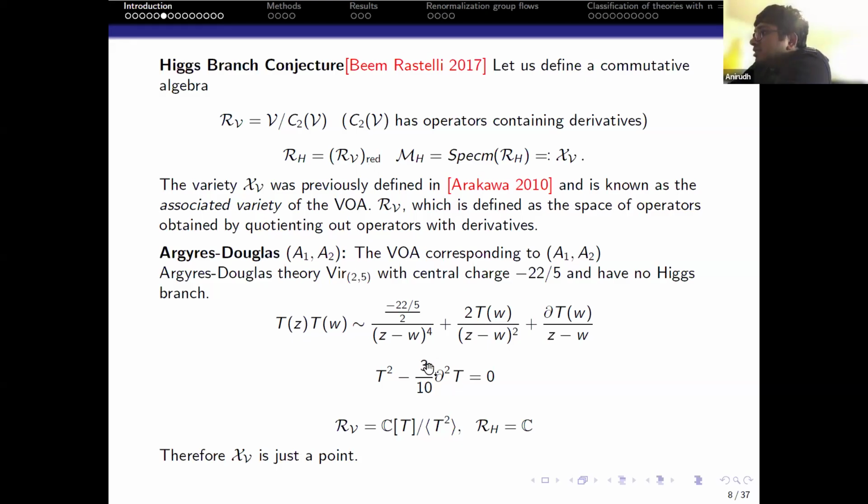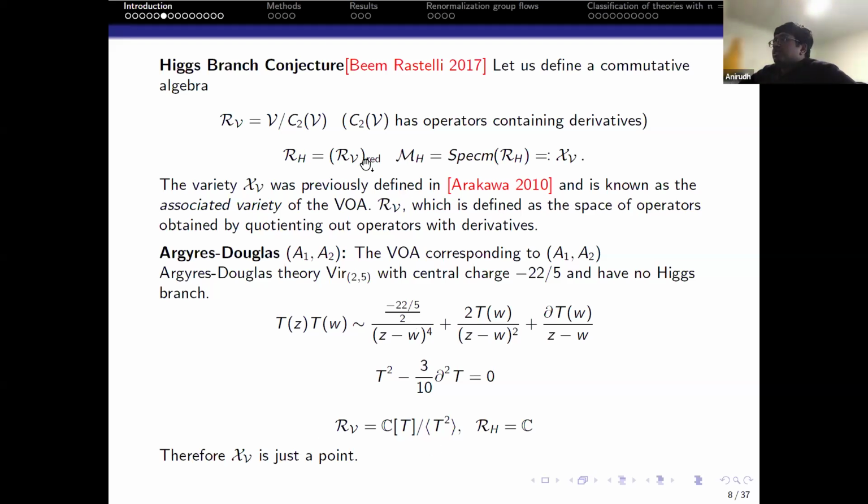So if you quotient out this derivative, what you are left with is a relation that is t squared equal to 0. So RV is basically generated by this t quotiented out by this relation t squared. So there is no derivative in this whole RV.